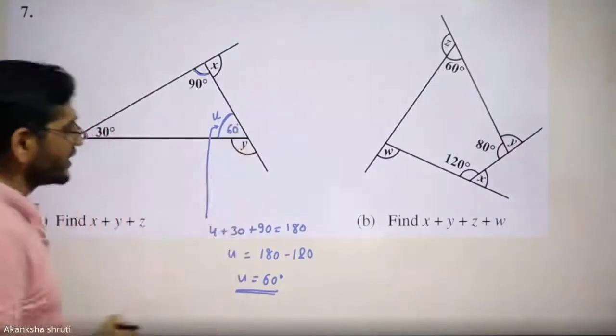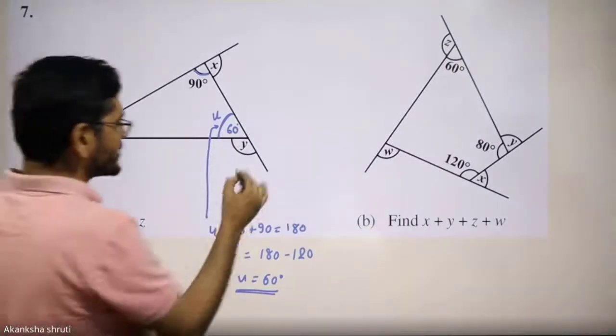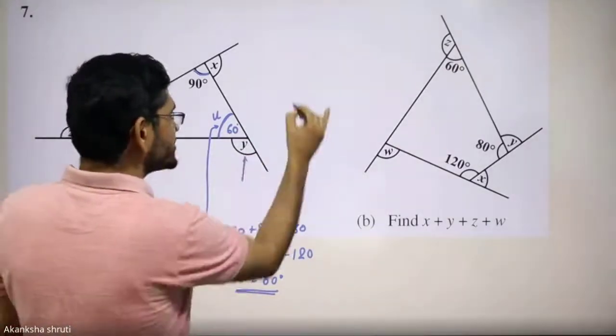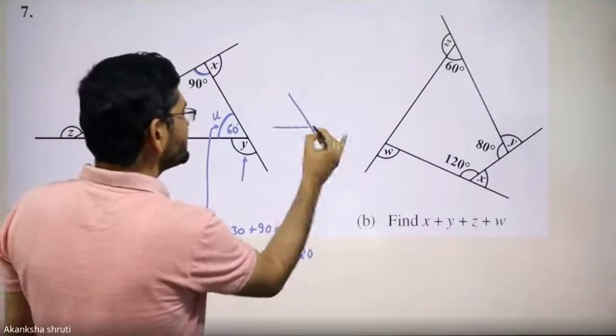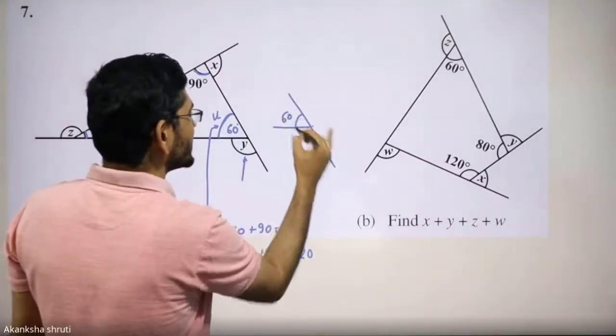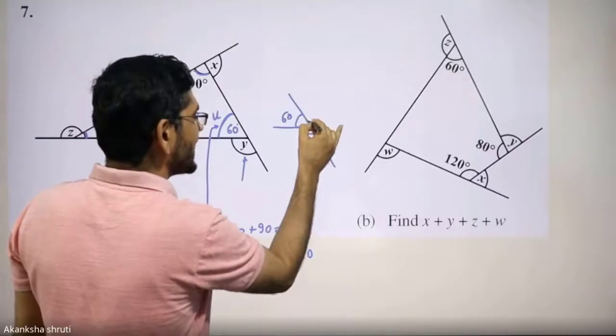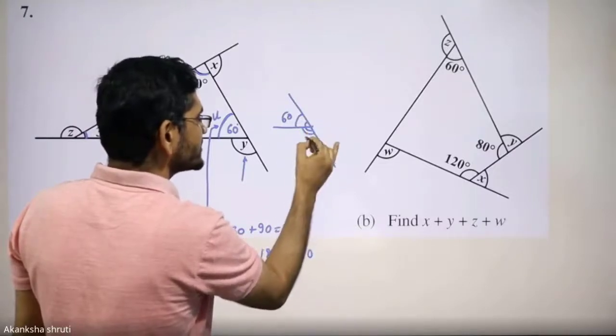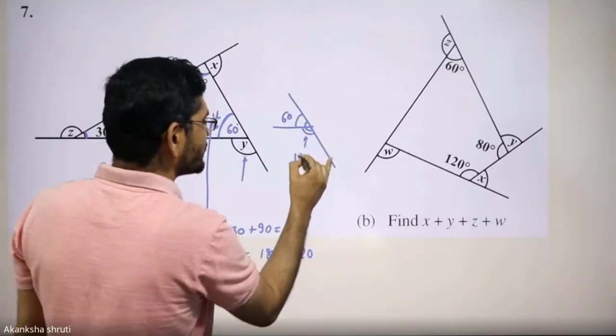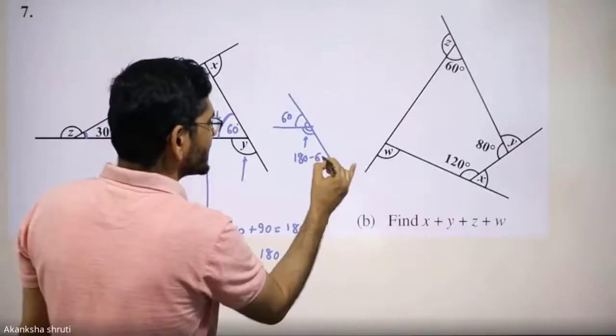Keep that in mind. Now we need to calculate this y. We have just learned that if this angle is 60 degrees, this has to be determined, and this is a straight line. So this remaining angle can be determined by 180 minus this 60.